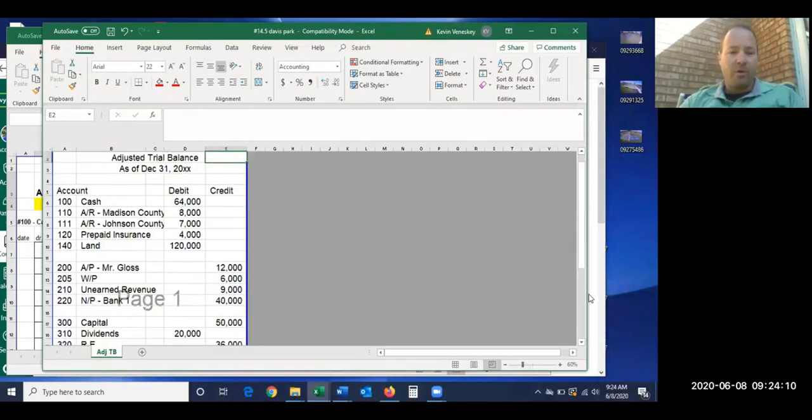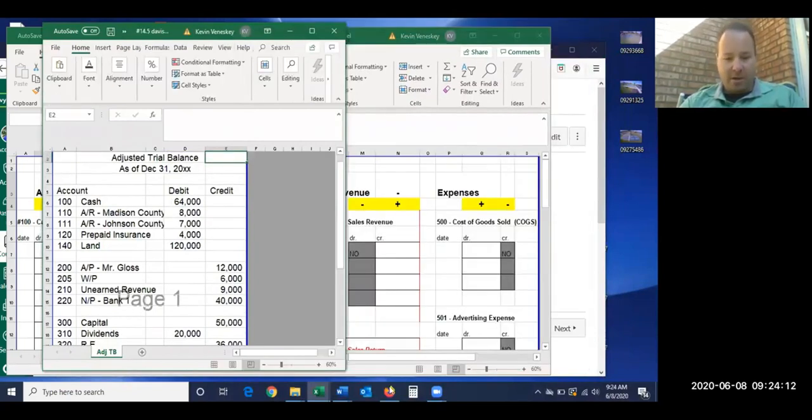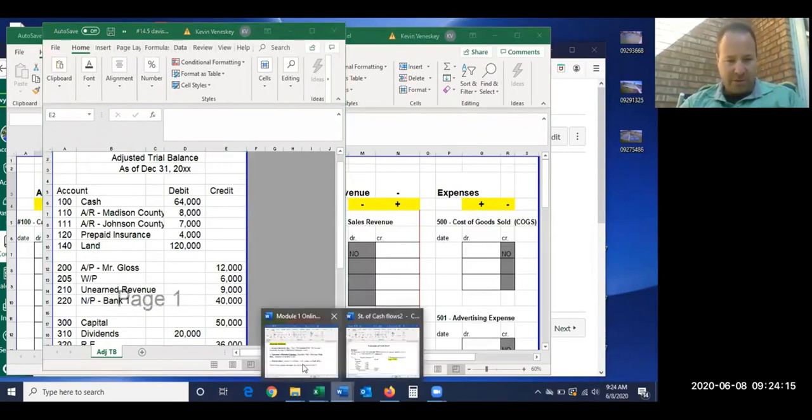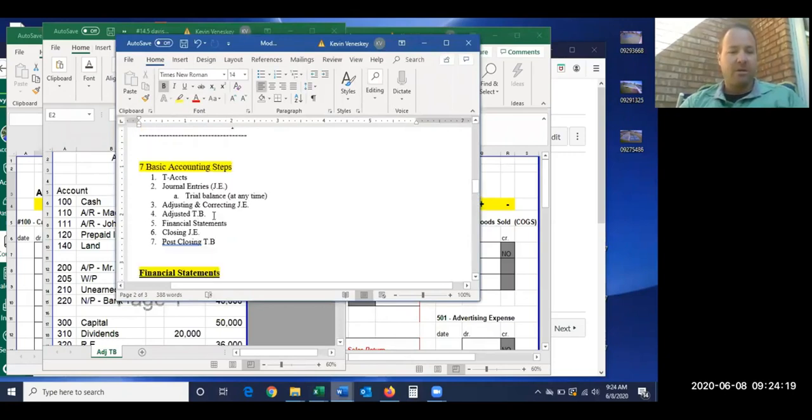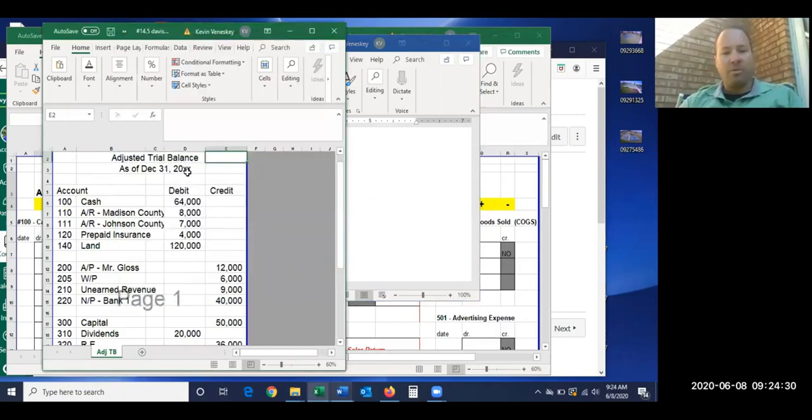So remember the one thing I said you needed back in our notes. I'm going to pull that up here so you can see it. The thing that you needed to prepare the financial statements was this adjusted trial balance. It's a list of all of the account balances of where we're at right now. So this is what an adjusted trial balance looks like.